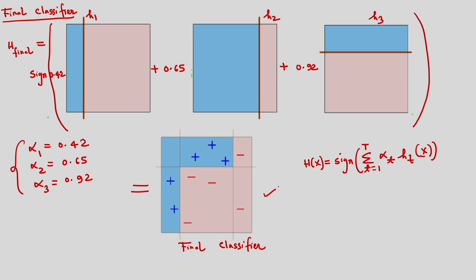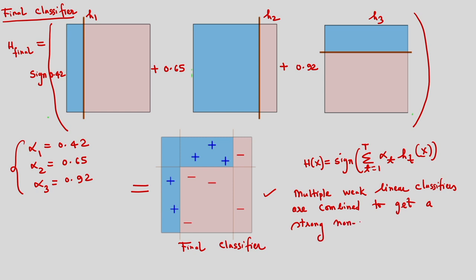So multiple weak linear classifiers are combined to get a strong nonlinear classifier. So here you can see I am getting a nonlinear classifier, and H1, H2 and H3, all these are linear classifiers. So I can write: multiple weak linear classifiers are combined to get a strong nonlinear classifier. So this is the concept of the AdaBoost classifier.